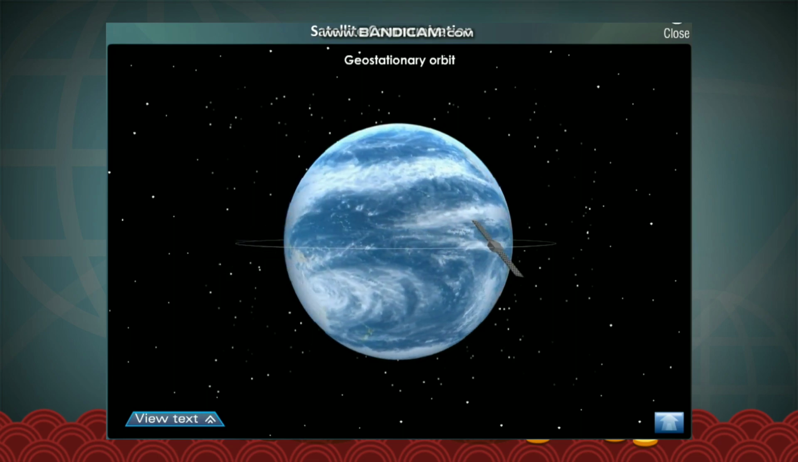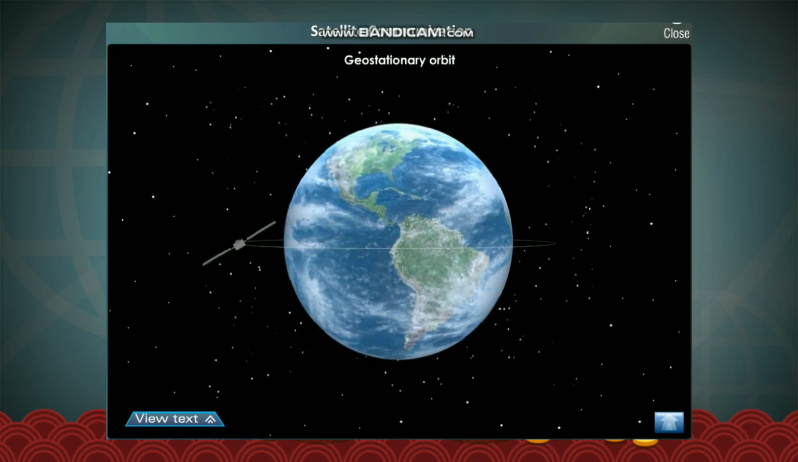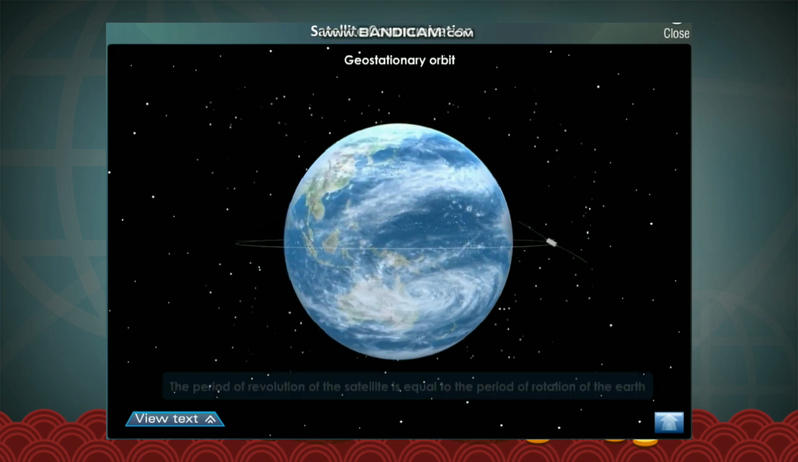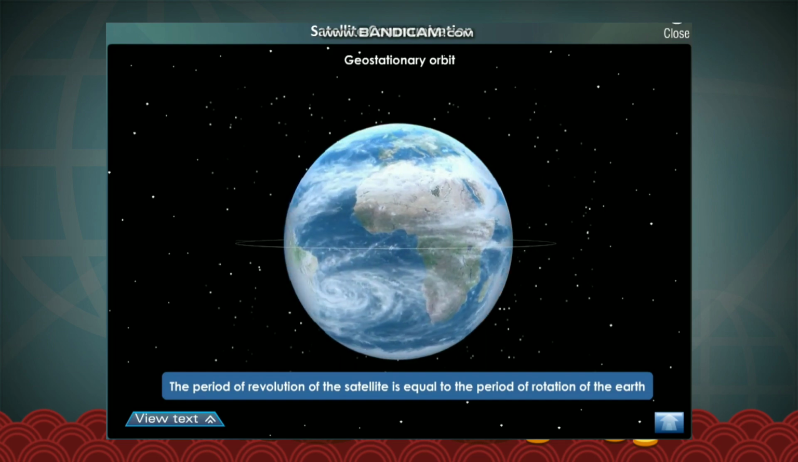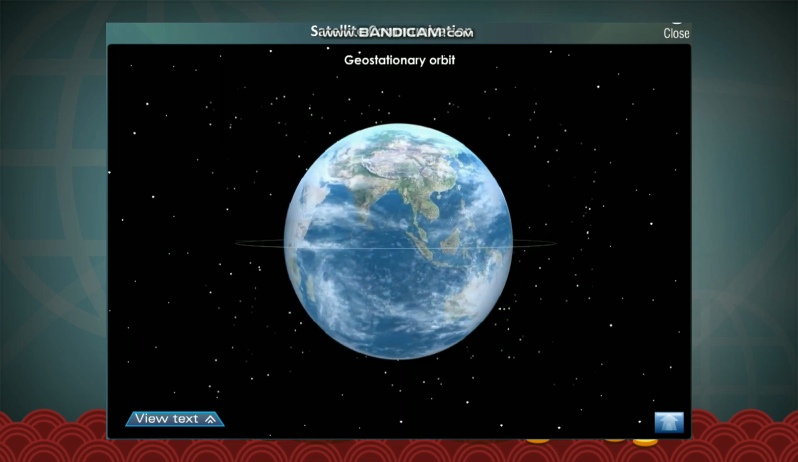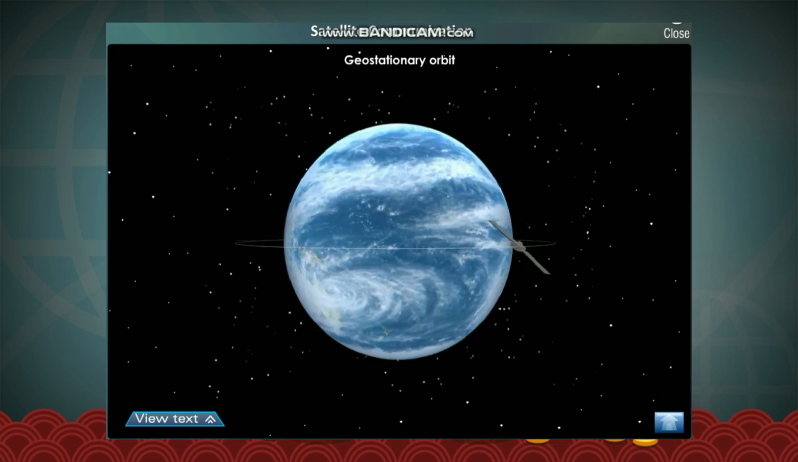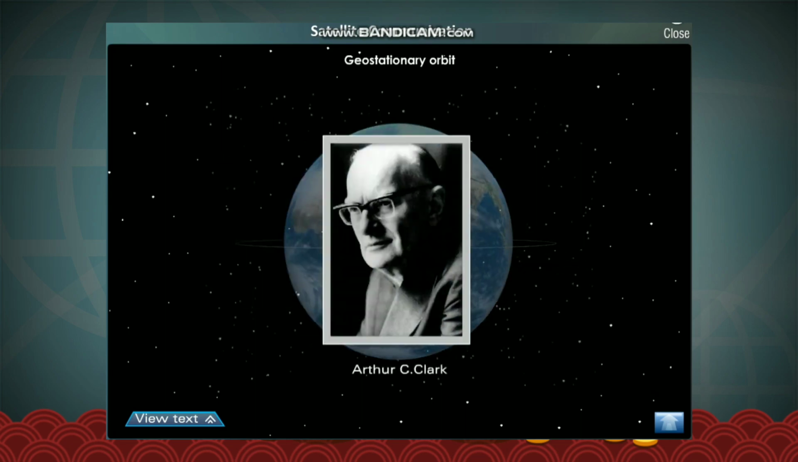Geostationary orbit. In this type of orbit, the satellite takes 24 hours to circle once around the Earth. Since the period of revolution of the satellite is equal to the period of rotation of the Earth, the satellite appears to be stationary in the sky. The geostationary orbit is sometimes referred to as Clarke's orbit. This is in honor of Arthur C. Clarke, the man who first suggested in 1945 that satellites in geosynchronous orbits could be used for communications purposes.